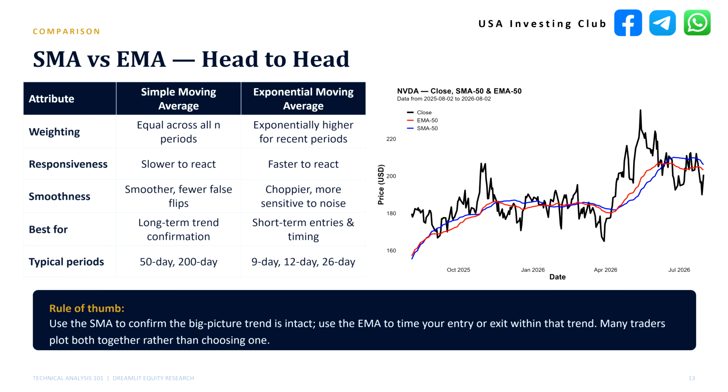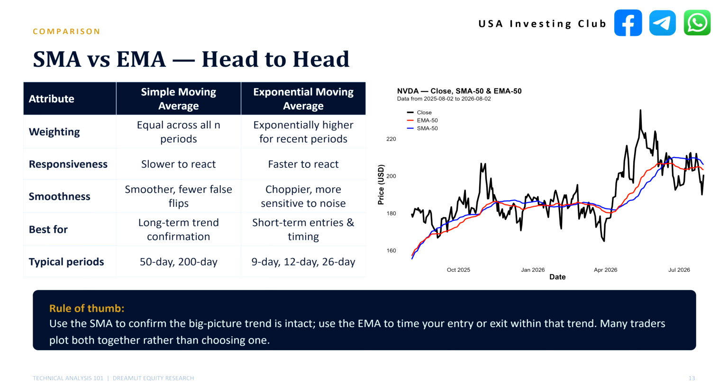Let's now put the SMA and the EMA side by side directly, attribute by attribute, because this comparison table is one you'll want to internalize. On weighting, the SMA is equal across all N periods, while the EMA is exponentially higher for recent periods. On responsiveness, the SMA is slower to react, the EMA is faster. On smoothness, the SMA is smoother with fewer false flips, while the EMA is choppier and more sensitive to noise. On best use case, the SMA suits long-term trend confirmation, the EMA suits short-term entries and timing.